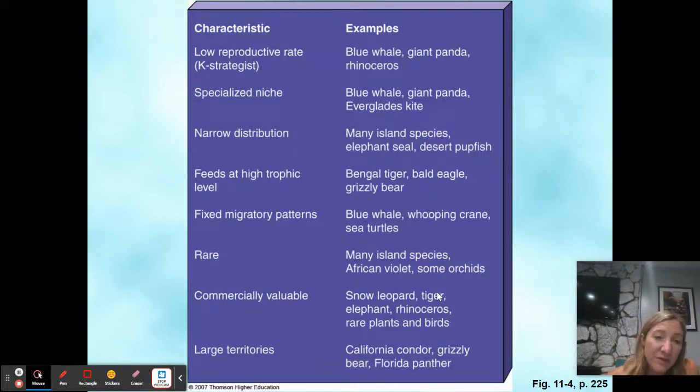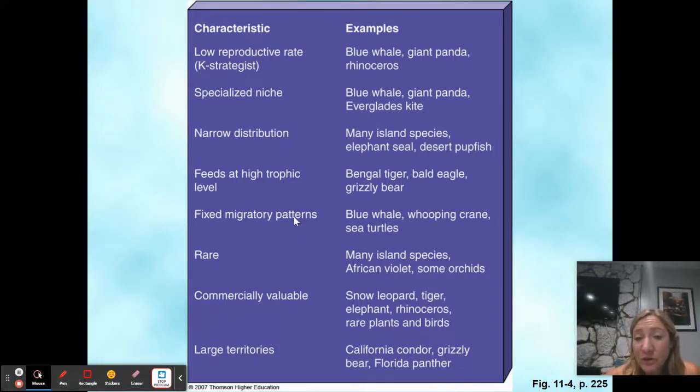Okay, I will hit on these a little bit. So low reproductive rate, we talked about those K strategists, those big species are going to be what is going to be vulnerable to extinction. If they have a specialized situation that they live in, like the giant panda, really specialized food source or habitat. If they don't have a large distribution, like island species, if they feed at a high trophic level, so the higher up the food chain, the more likely that they're going to be affected by big changes.